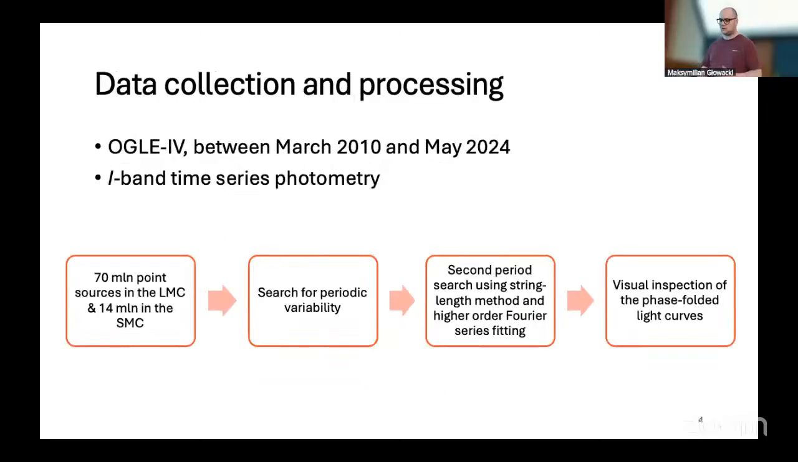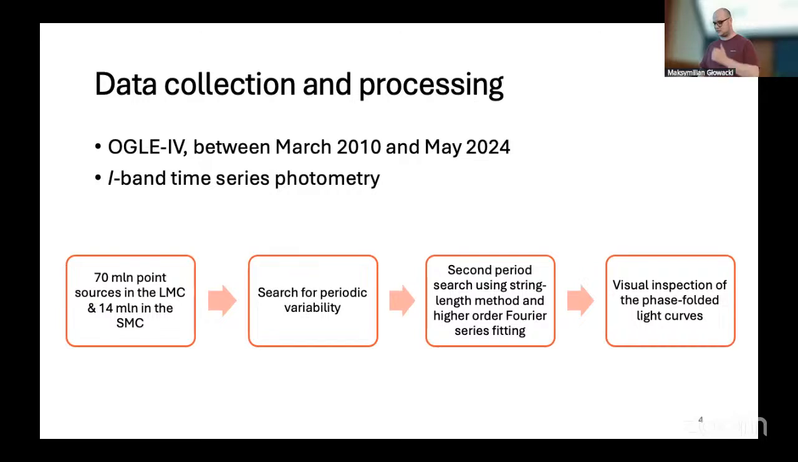How did we do that? In total, we have 70 million point sources in the LMC and 14 million point sources in the SMC. For all of them, we have to search for periodic variability. To do such an extensive search, we use a very simple software, the FNPeaks program, which tries to fit a sine function. However, with eclipsing binaries, or in general with binary systems, this is not always the best approach, and I will explain why in a sec. So we have to employ other methods as well. Methods such as string length and fitting higher order Fourier series were employed. And at the last stage, we performed visual inspection of the phase-folded light curves to correct the period manually and to do the final classification of the binary systems.